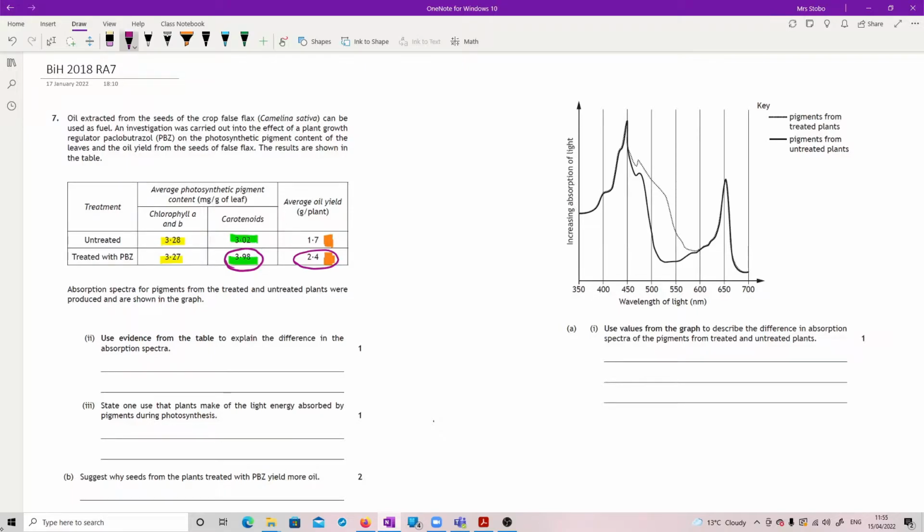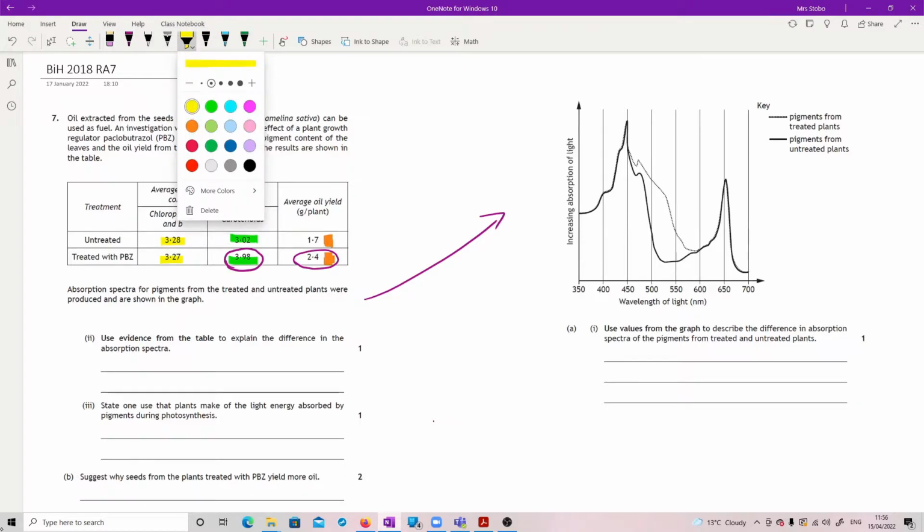Okay, right, I've had to put things in slightly odd places, so hopefully we can follow this. Absorption spectra from pigments for the treated and untreated were produced and shown in the graph. That's this graph over here. Use values from the graph to describe the difference in absorption spectra of the pigments from treated and untreated plants. So our treated plants are the dotted line, and we're looking for the difference. Well, there is no difference all the way up here. Nothing is changing until we get to this point.